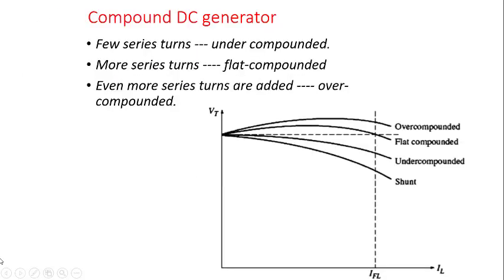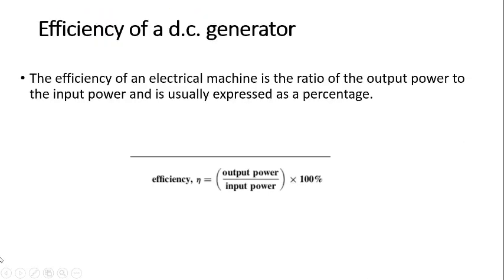So that is it. So now let's see the efficiency of a DC generator. When we talk about efficiency, we always say that no machine is 100% efficient. So what makes it not 100% efficient? Because of the losses. So how do we calculate the efficiency?